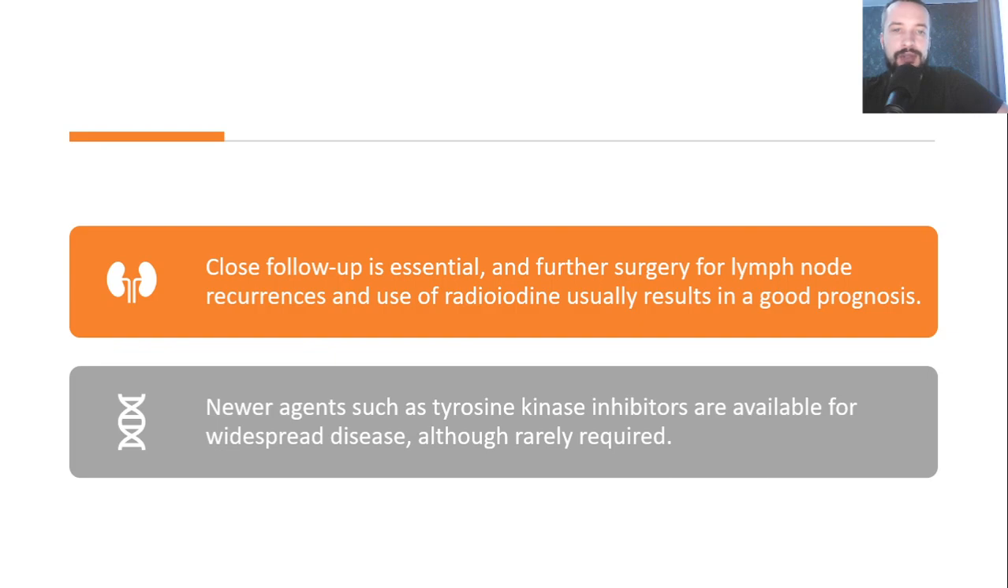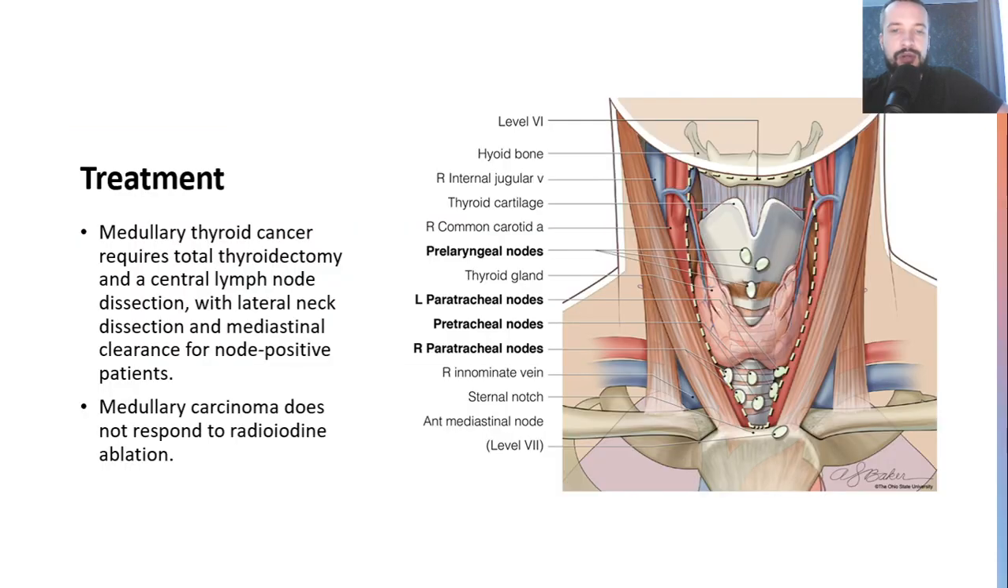Close follow-up is essential, and further surgery for lymph node recurrence and use of radioiodine usually results in a good prognosis. Newer agents such as tyrosine kinase inhibitors are available for widespread disease, although rarely required. Medullary thyroid cancer requires total thyroidectomy and a central lymph node dissection, with lateral neck dissection and mediastinal clearance for node-positive patients. Medullary carcinoma does not respond to radioiodine ablation.